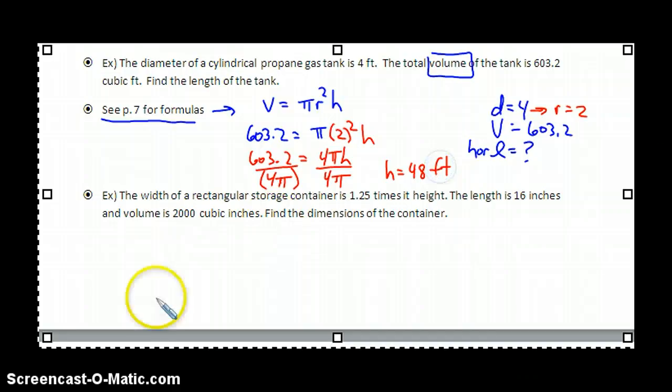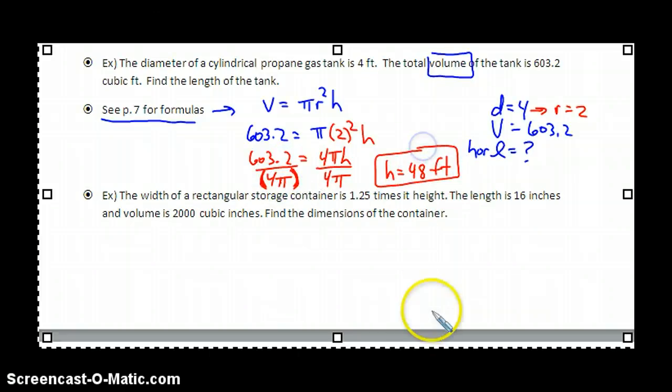If you got an answer of 473.75, you didn't put the parentheses around the 4 pi in the calculator, and the calculator did the 603.2 divided by 4 and then times by pi. So you gotta make sure you input it into the calculator correctly with those parentheses.